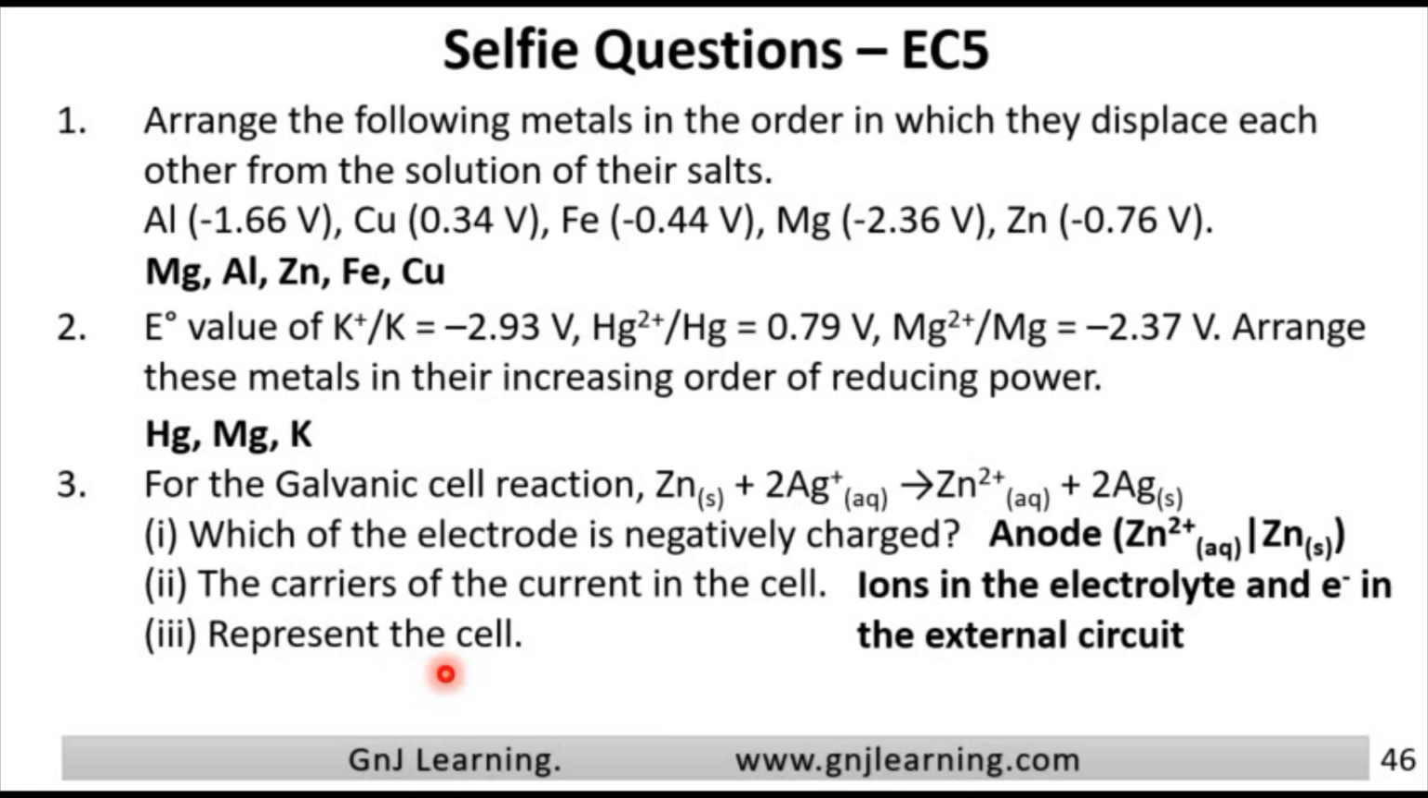Represent the cell. Third question: when you are representing a cell, the anode should always be written on the left, then the salt bridge and then the cathode. You have to represent it like this: oxidation reaction is happening in the anode, so Zn, vertical line, Zn 2 plus, along with their physical states, then a double vertical line that represents the salt bridge, then the silver cathode, that is Ag plus giving Ag. Okay.